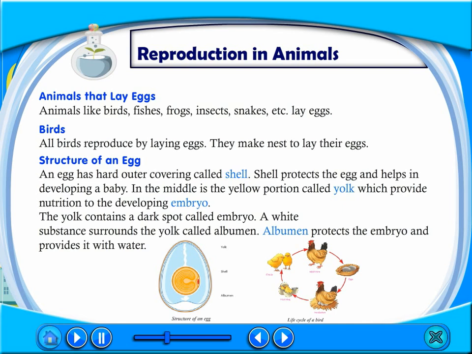In the middle is the yellow portion called yolk, which provides nutrition to the developing embryo. The yolk contains a dark spot called embryo. A white substance surrounds the yolk called albumin. Albumin protects the embryo and provides it with water.